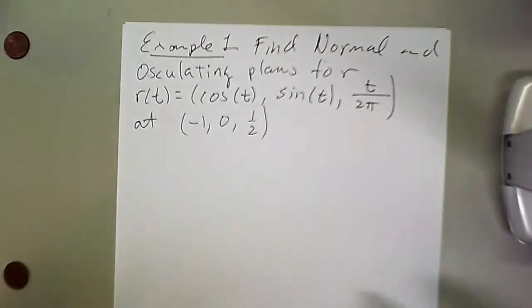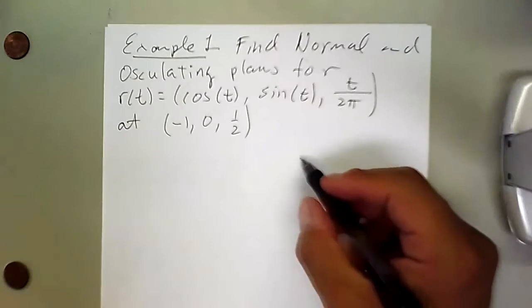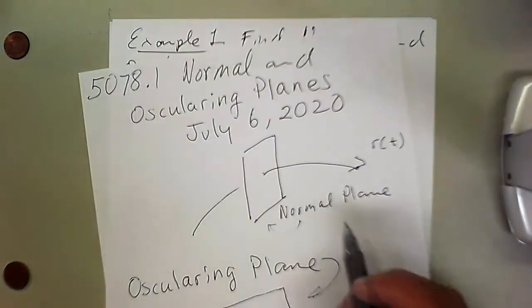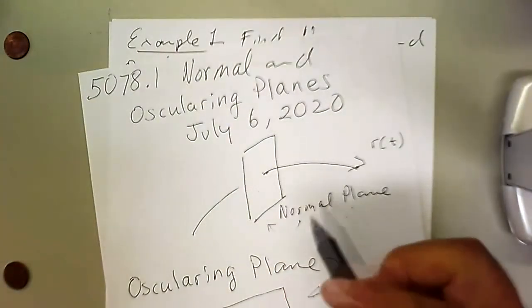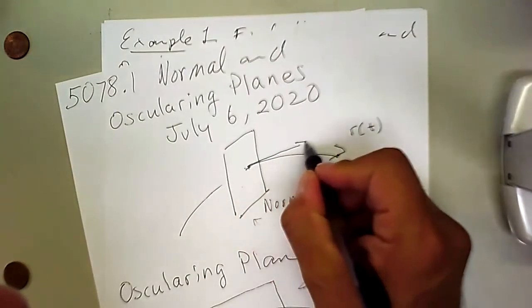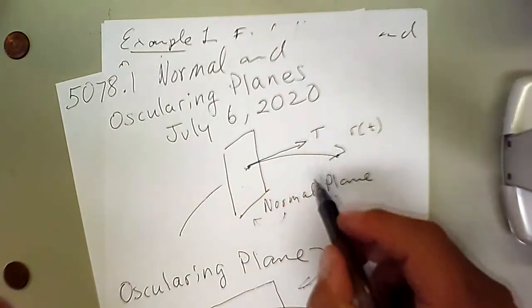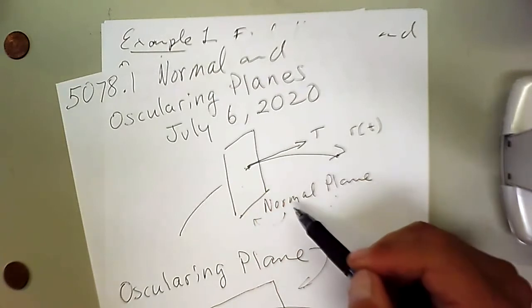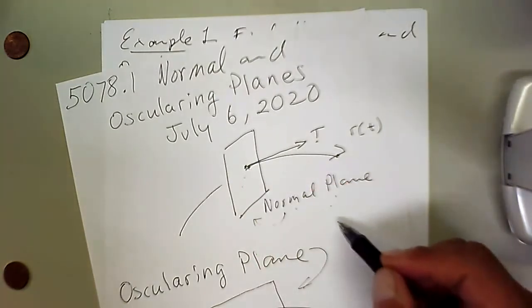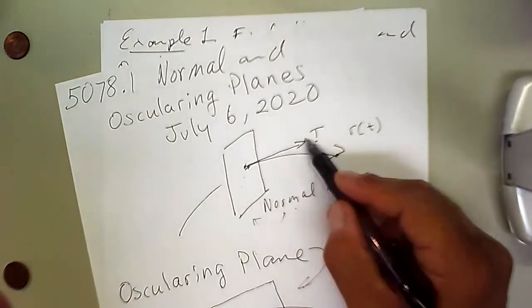So to find the normal plane, you need a direction. The direction would be the tangent vector. So in order to find the normal plane, you need the tangent vector and the point. Yep, you need that.